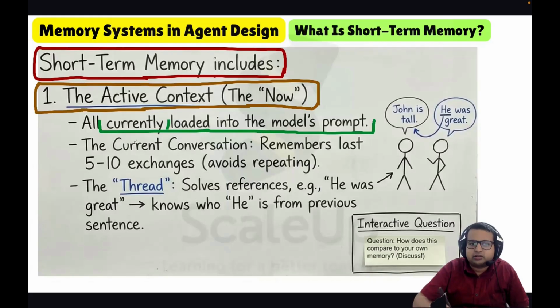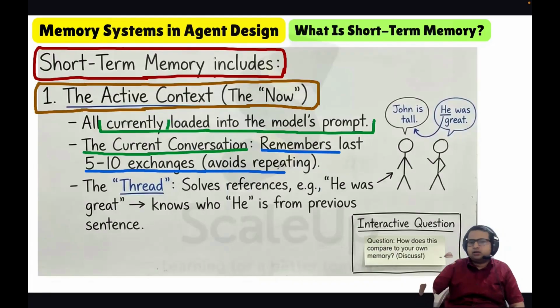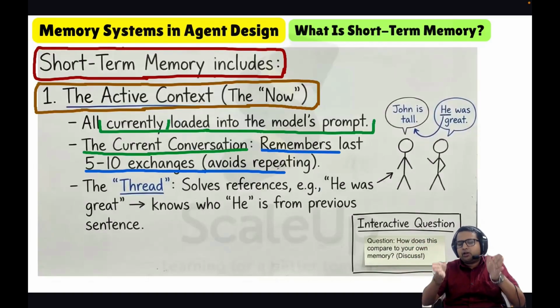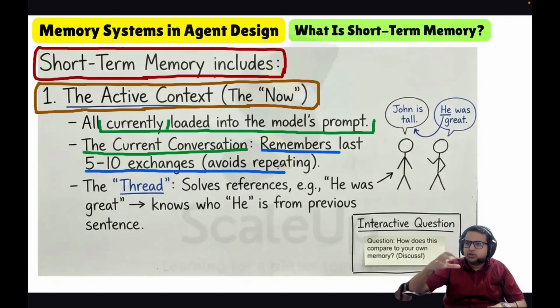So the current conversation: the active context remembers the last 5 to 10 exchanges, so it does not repeat itself. I give a query to the large language model, it generates a response, and the important information of that response I append to my next query. In this way, I am maintaining an active context. But because of the limited context window size, after a point of time I will need a long-term memory, so that if the context window overflows, I can store that information in the long-term memory.